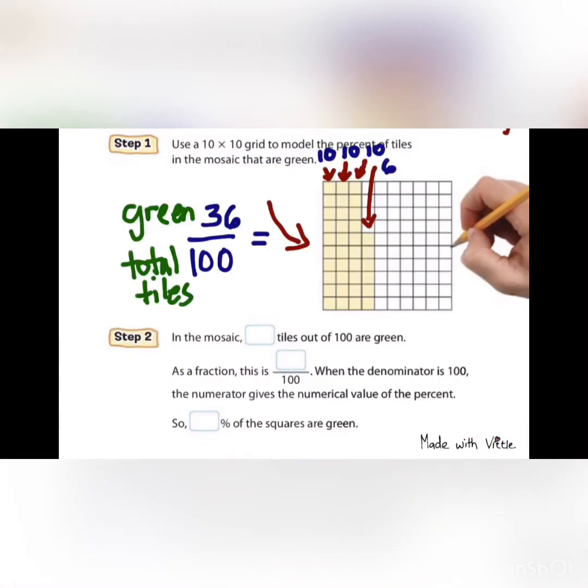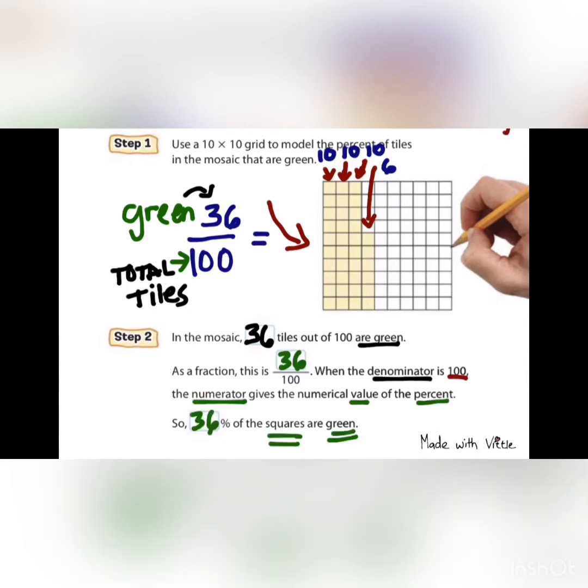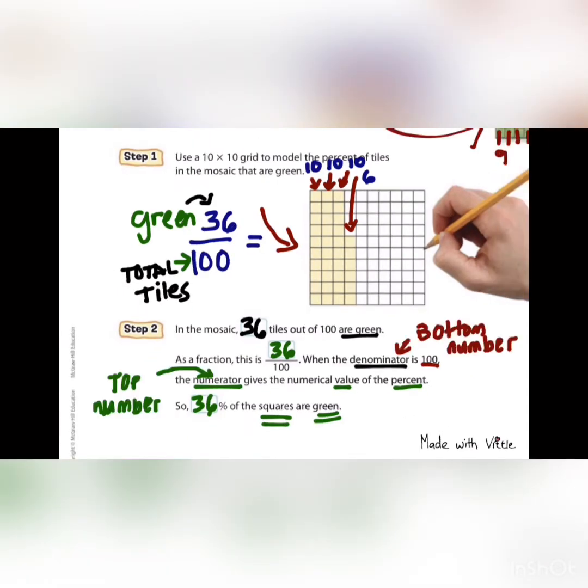Now on step 2, in the mosaic, 36 tiles out of 100 are green. As a fraction, this is 36 out of 100. When the denominator is 100, the numerator gives the numerical value of the percent. So, 36% of the squares are green. Remember, the denominator is your bottom number and the numerator is your top number. And therefore, everything that is out of 100 will always mean percentage or can be written as a percent.